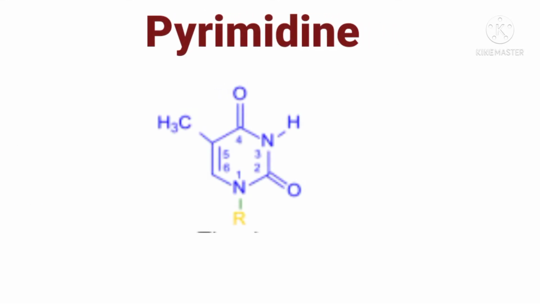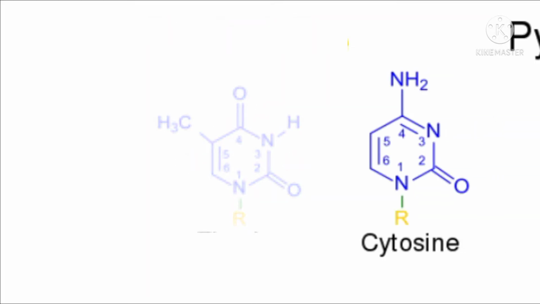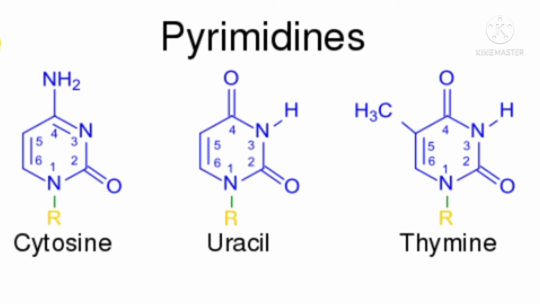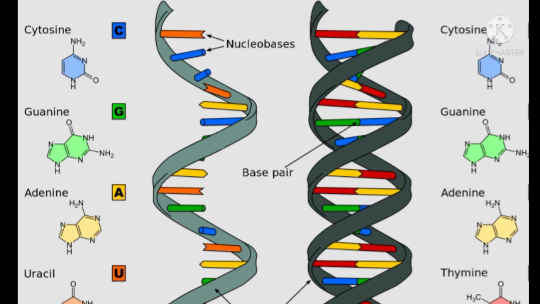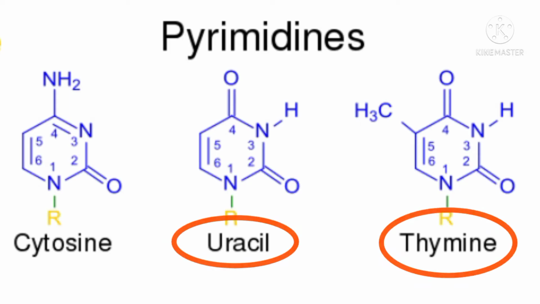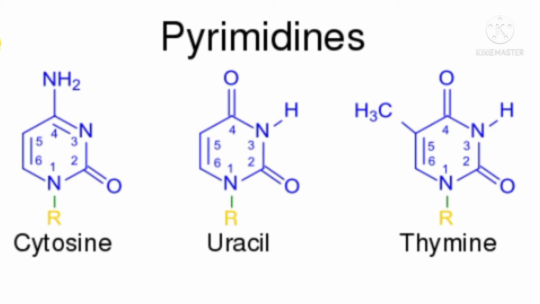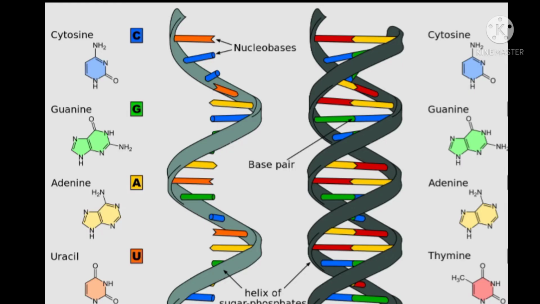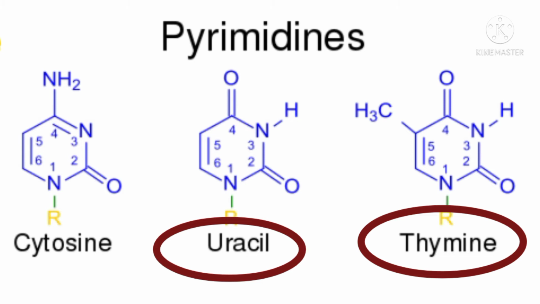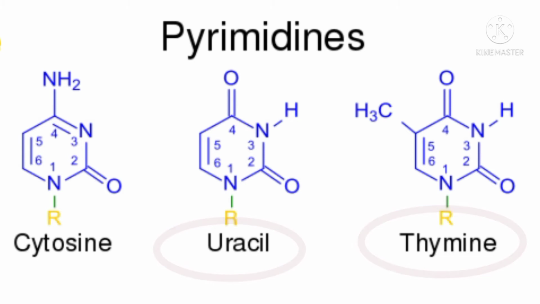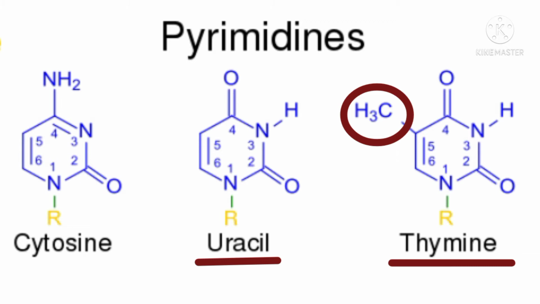Pyrimidine. The pyrimidine ring structure is a 6-member aromatic ring. The two pyrimidine bases commonly found in DNA are thymine and cytosine. But in RNA, the thymine is replaced by uracil, and the two pyrimidine bases commonly found in RNA are uracil and cytosine. Uracil is similar to thymine but lacks the methyl group at the carbon 5 position.